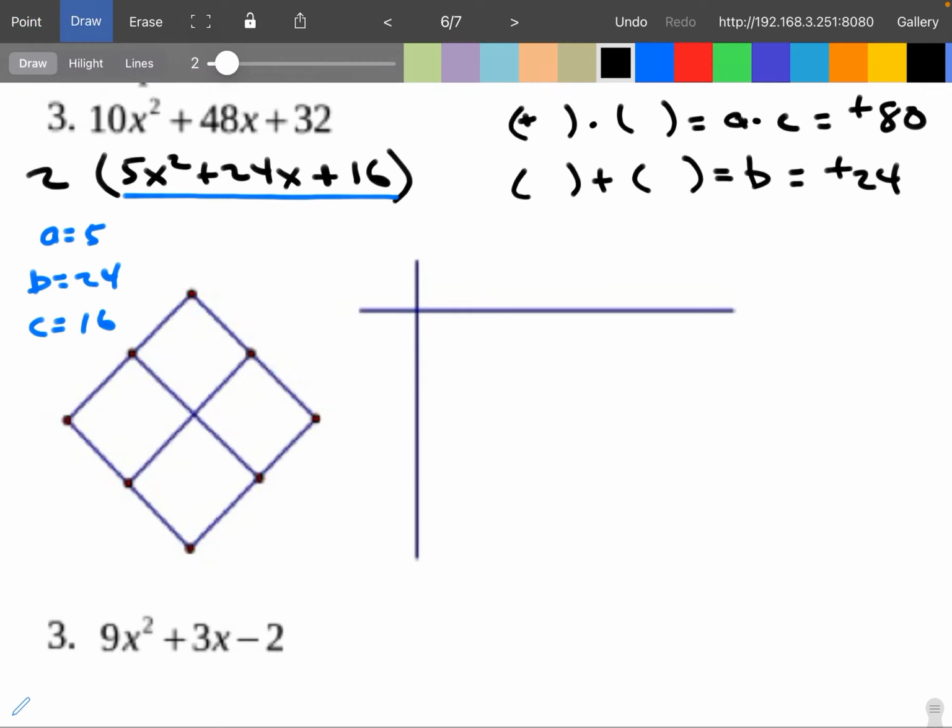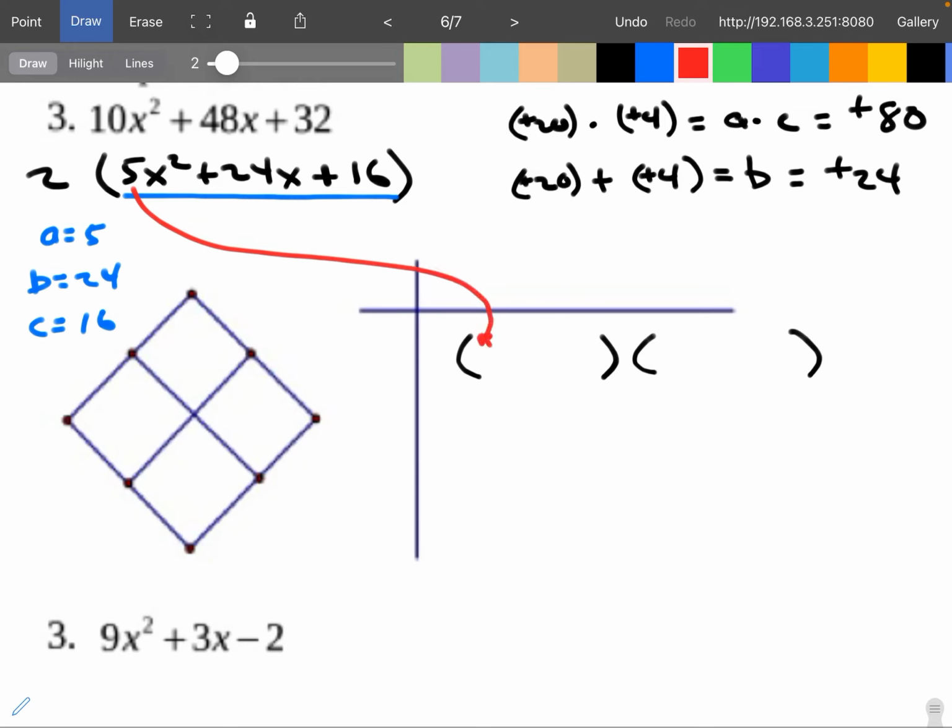So Ethan already said that it was 20 times 4. So this is going to be a positive 20 and a positive 4. Those definitely multiply to 80, and they add up to 24. Now, the other thing on this one is, we haven't done one of these in a while, so when we go to set this up, this a right here is not 1. So remember, you have to bring that a down here, and you have to put it in here also.